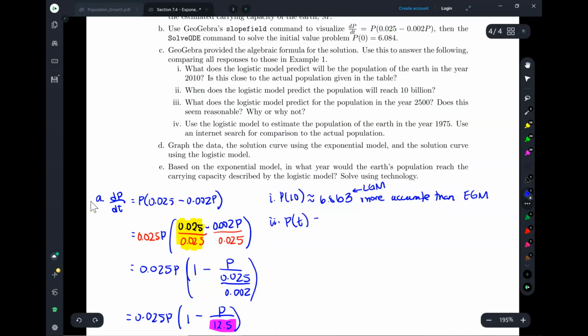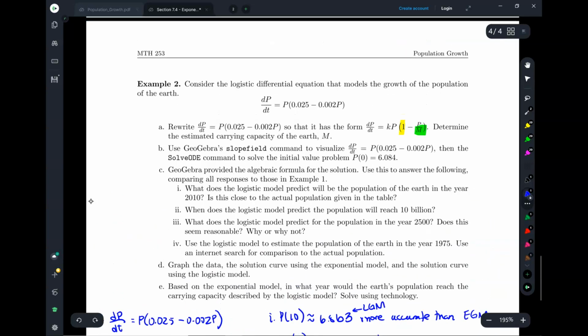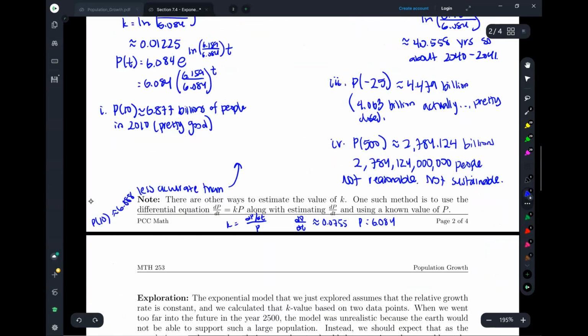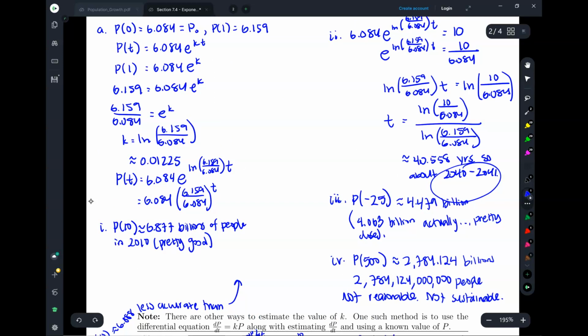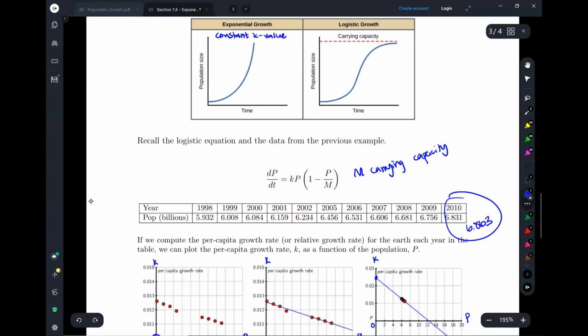So P of t equals 10 when t is about 57.577. Is that what it was? 57.577. So that's years, right? So about the year 2057 to 2058, somewhere around there. That sounds a bit more accurate than the exponential growth model, which predicted roughly the year 2040 or 2041 that the population would reach 10 billion. It would be longer than that. It would take longer than that.